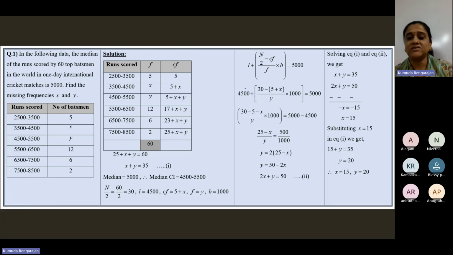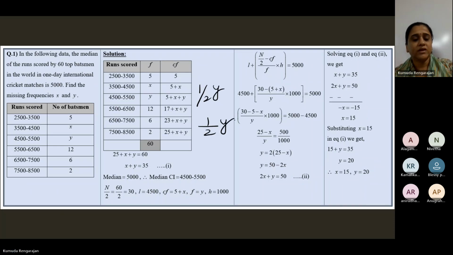So first, transpose this one. 4,500 will go to the other side. So 5,000 minus 4,500 will give you 500. Then this into 1,000 will come as by 1,000 to the other side. But I saw it was all very complicated. Did you get the answer? And don't write like this. You write it like this. You don't use the slash at all here. You should write a fraction like this. Don't write fractions like this.